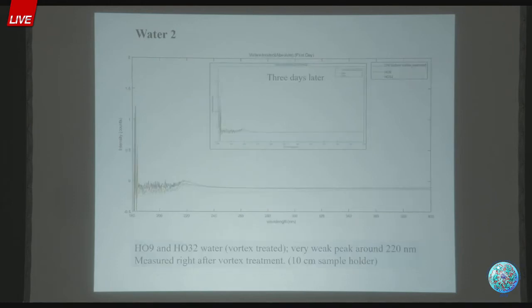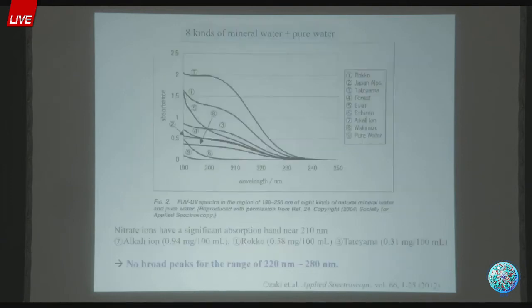And water 2 was prepared by only mechanical processing. But in this case, there is a very weak peak. HO9 and HO32, the vortex-treated water, showed a very weak peak around 220 nanometers. So when I started to characterize the behavior of this water 2 using this optical method, at first I was disappointed because I could not observe a strong peak. But its characteristic is somewhat like a not-so-strong peak.